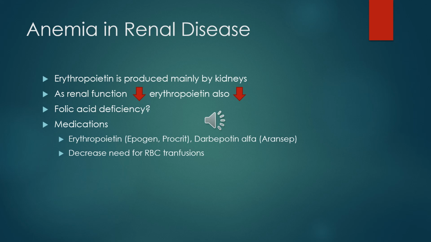Due to the fact that erythropoietin is produced mainly in the kidneys, there is a very strong correlation with somebody who has chronic kidney disease and anemia. As a client's renal function decreases, so does the erythropoietin production, leading to a decreased production in red blood cells.